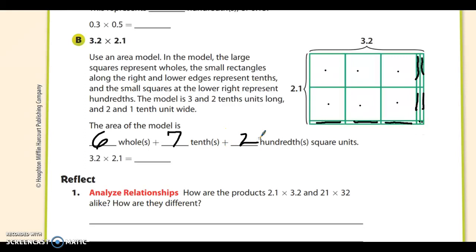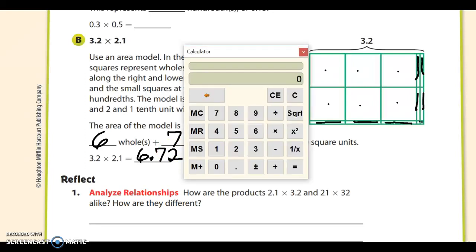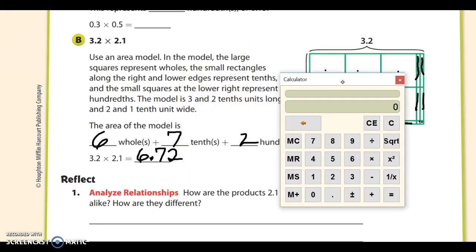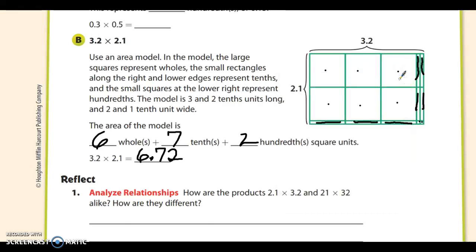So what's the answer? Well, 6 wholes would be a 6 in the whole number, 7 tenths would be a 7 in the tenths, and 2 hundredths would be a 2 in the hundredths. And that's the answer. Now to some kids that doesn't seem right, so let's just check it on a calculator. 3 and 2/10 times 2 and 1/10 is 6 and 72 hundredths. So that is correct. Now some kids have a question, well, why is that? And we're going to talk about that.